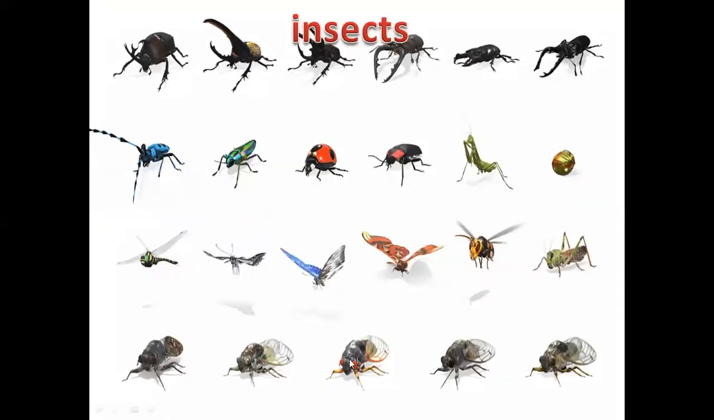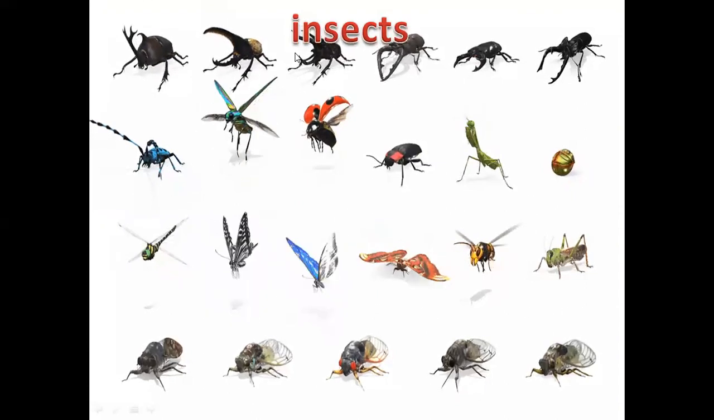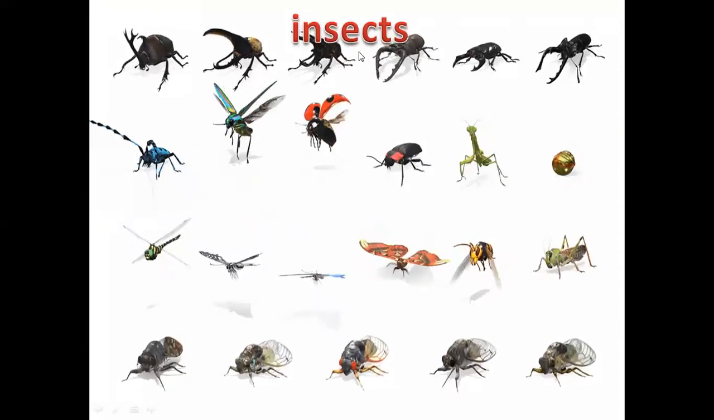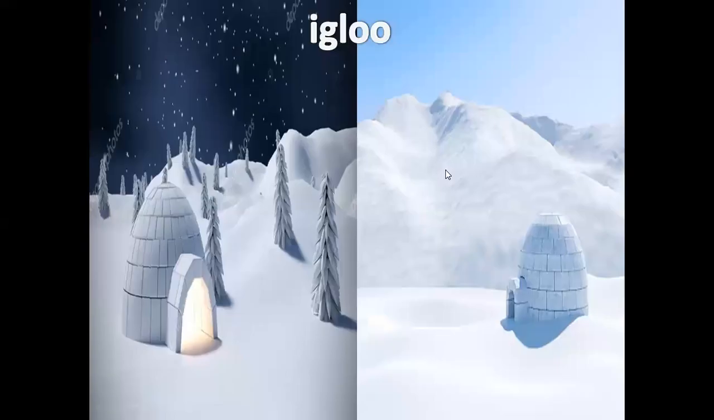Now what are these? These are insects. I-E, insects. Now let's learn a few more words which are not there in your textbook. What is this? Igloo. I for igloo.